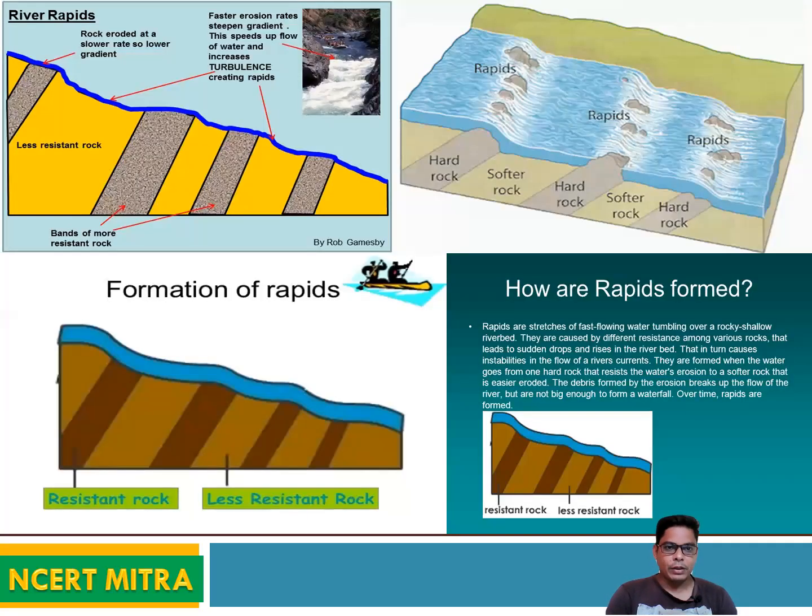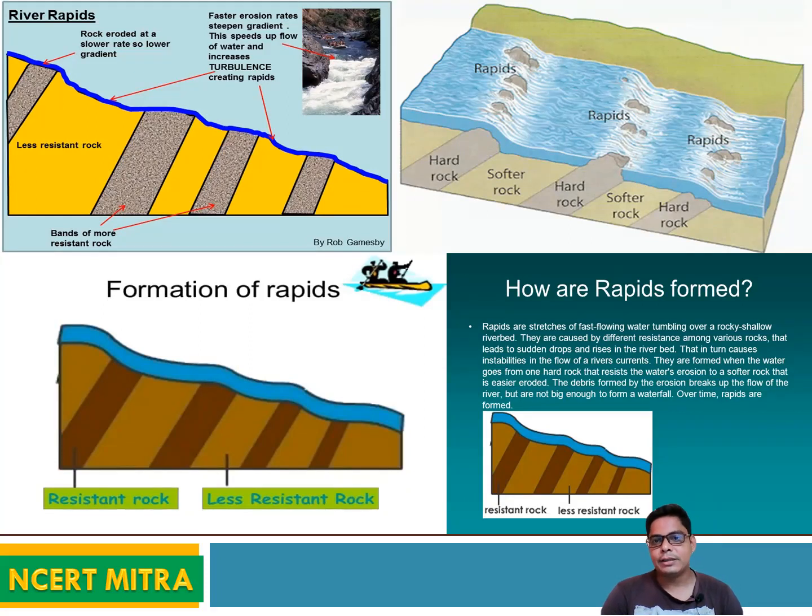The next thing is the rapids. What are rapids? If the geological structure of an area has hard rock and soft rock located vertically, then the soft rock becomes very erosive in nature. So the water comes from one area to another area. This is called the rapids.